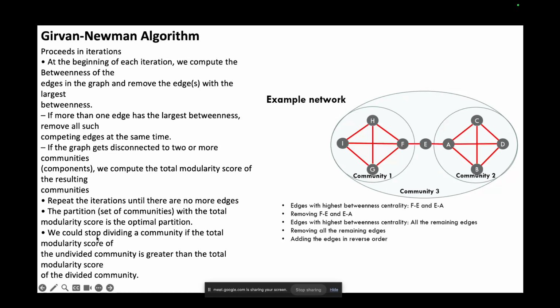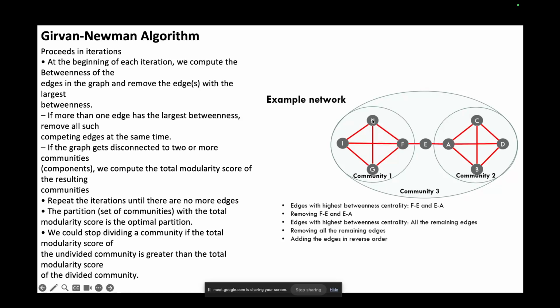And you could stop dividing a community if the total modularity score of the undivided community is greater than the total modularity score of the divided community. So in this case, the edges with the highest betweenness centrality will be FE and EA, which basically means the E node is the node with the highest betweenness centrality. If you remove these two edges, now the connection from F to E and E to A is not there. Now you have these two sets of communities inside.